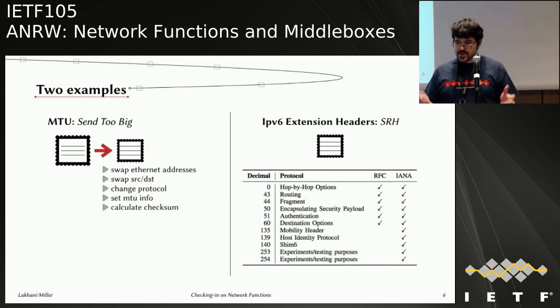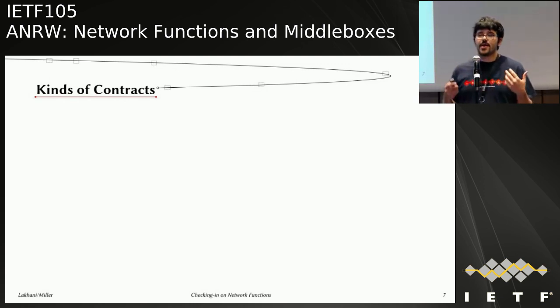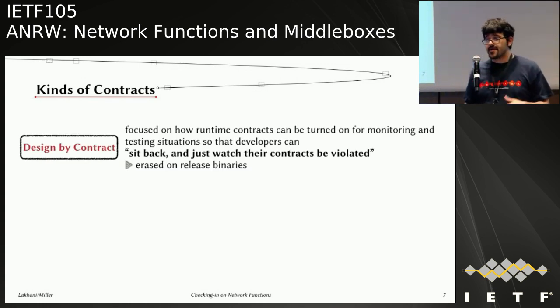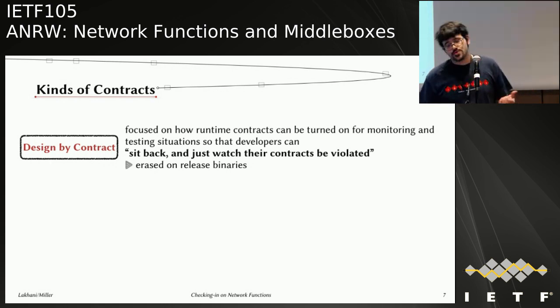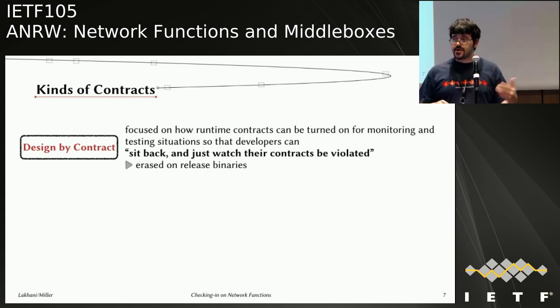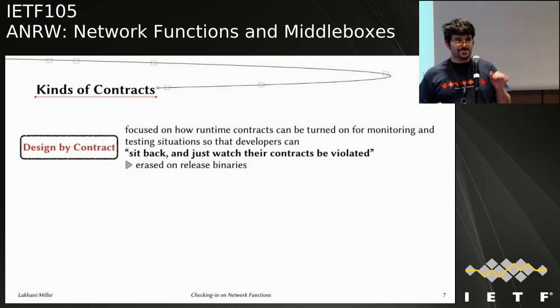And so we thought about what is an interesting way to combine a hybrid set of checks, or what we call contracts in software engineering and programming language land. And the impetus kind of came from early things, the Eiffel programming language, which was in the, I think, '86. It talked about this idea of design by contract, where you're focused on how runtime contracts would be turned on for monitoring and testing situations, and to quote from, I think, the original paper or book, you can just sit back and watch your contracts be violated.